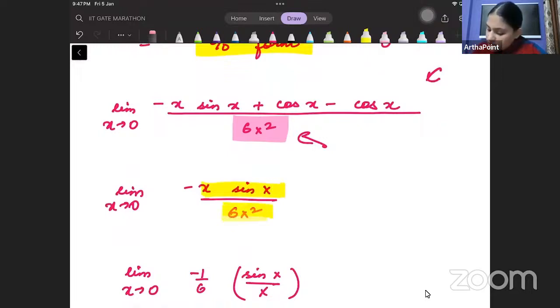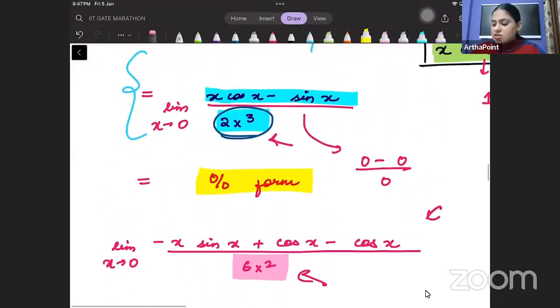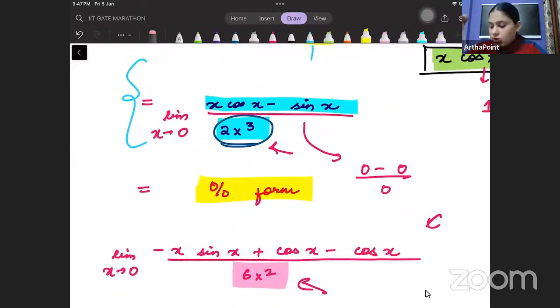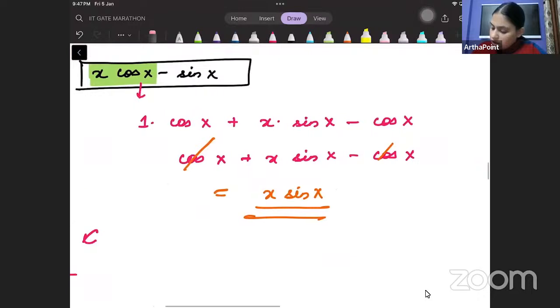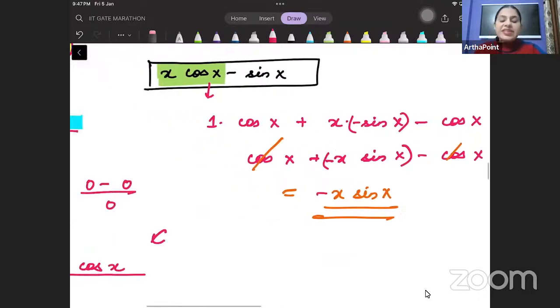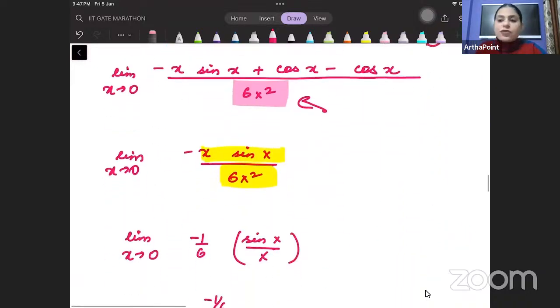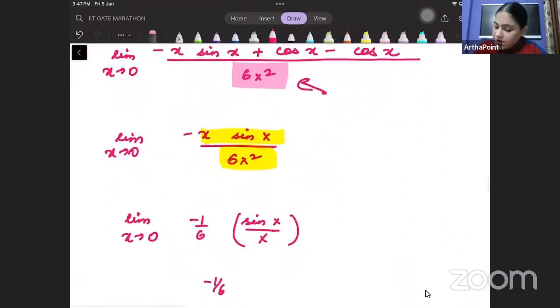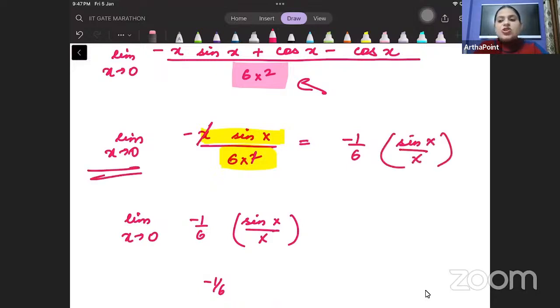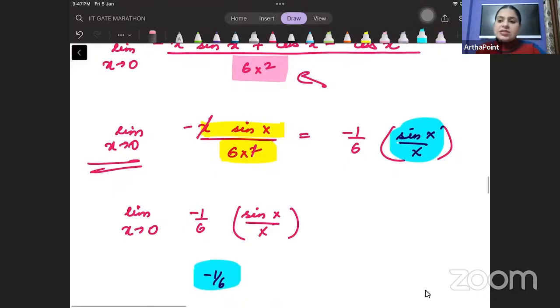And the denominator has given me 6x square. This is what has gone ahead and happened. Here, sorry, I just haven't put the negative sign with the minus sign. This is what I have got. Now, but a 1x is getting cancelled. So I am getting this minus 1 by 6 sine x by x, limit x tends to 0. And we know that this will become 1. So I will get the answer as minus 1 by 6.